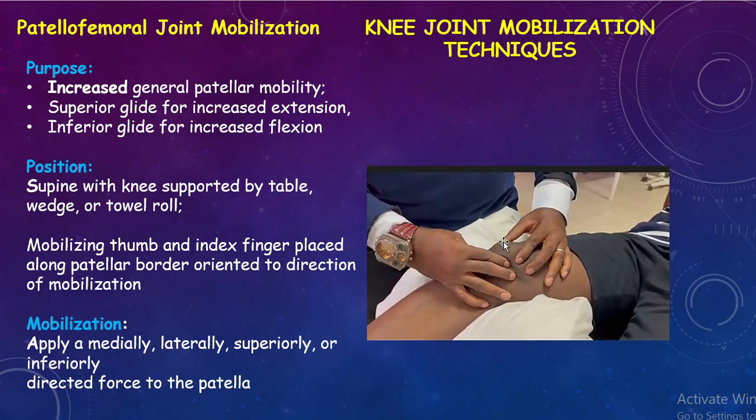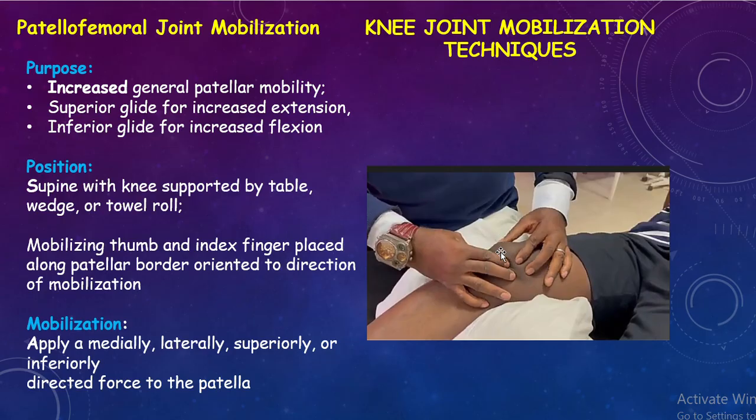Both thumbs of the therapist will be on the lateral side, while the index fingers will be on the medial side of the patella. Now, the glide could be carried out by the 2 thumbs pushing directly toward the index fingers, while the index fingers return the glide back to the thumbs. So it goes mediolaterally like that. All right, the mediolateral glide will take place like that.